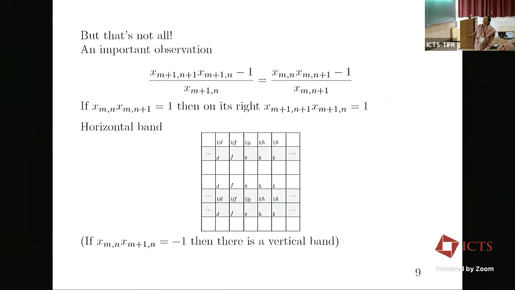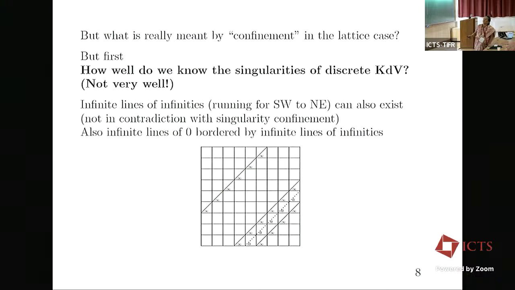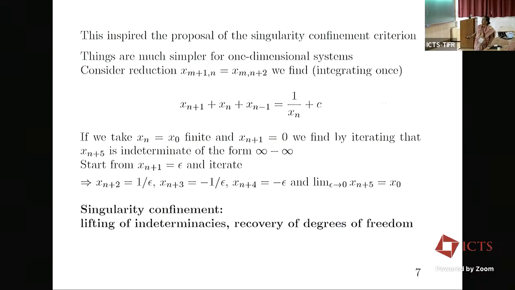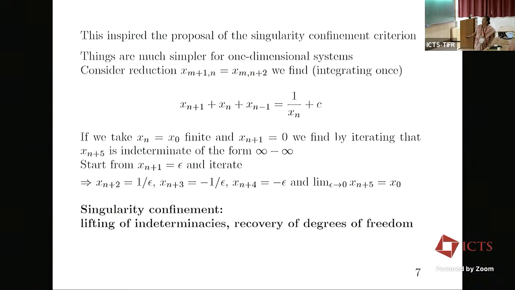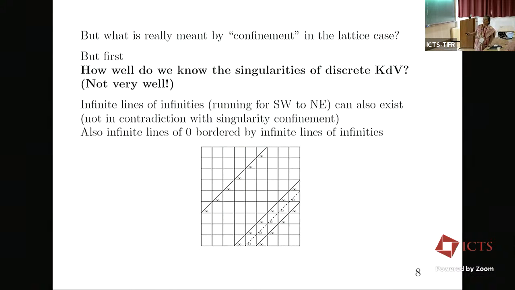How well do we know the singularities of discrete KdV? In the previous pattern, we have seen lines of infinity like this, lines of infinities, and parallel lines of infinities. We'll go to that figure. Look at that. Lines of infinities. Again, lines of infinities. Lines of 0 bordered on either side with lines of infinity. So these are two normal types of singularity pattern for KdV. These are not the only patterns. This is type 1, the first type of singularities, and this is the second type of singularities.